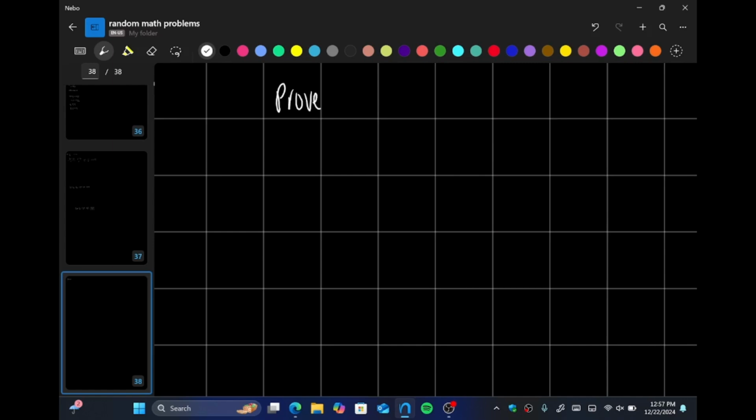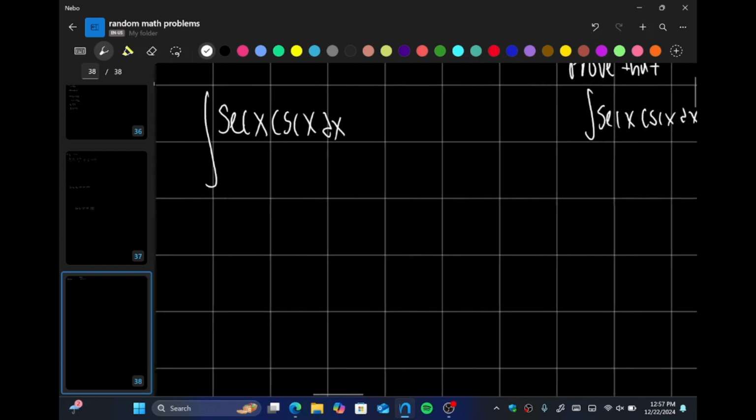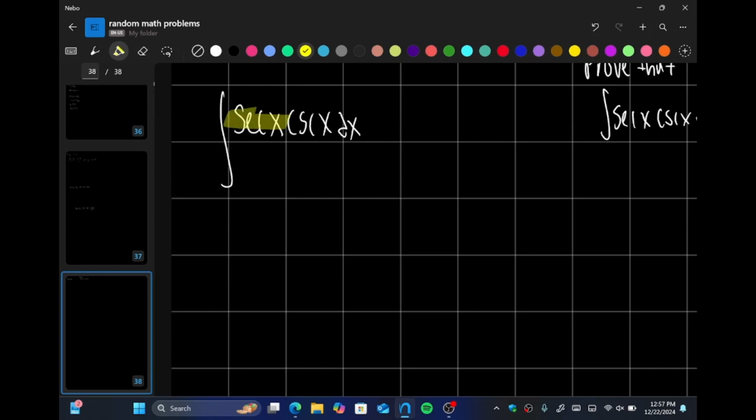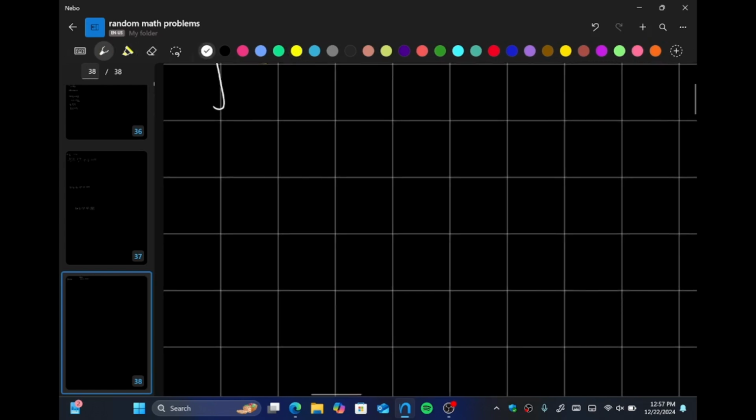Now, I want to prove that the integral of secant x cosecant x dx is equal to the natural log of the absolute value of tan x plus a constant of integration C. Now, here's the thing, guys. Like I said, I made it much more difficult than I thought. So here we're going to rewrite using trigonometric identities.